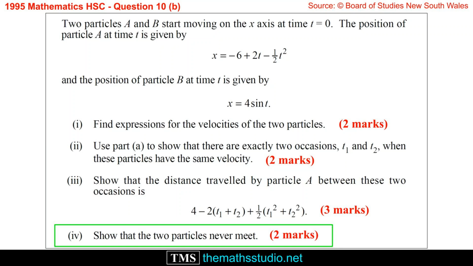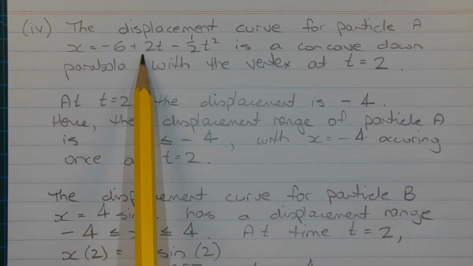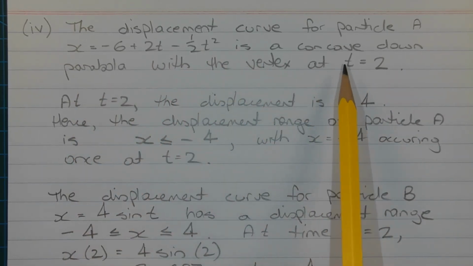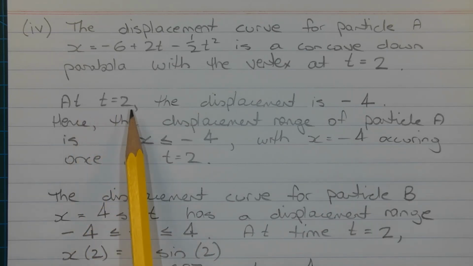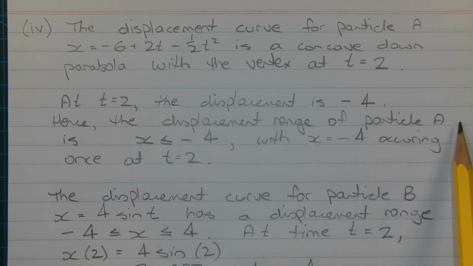Part 4. Show that the two particles never meet. The displacement curve for particle A, x equals negative 6 plus 2t minus half t squared, is a concave down parabola with the vertex at t equals 2. If you recall, at t equals 2, that's when particle A changes direction. At t equals 2, the displacement is negative 4. Hence, the displacement range of particle A is x less than or equal to negative 4, with x equaling negative 4 occurring only once at time t equals 2.